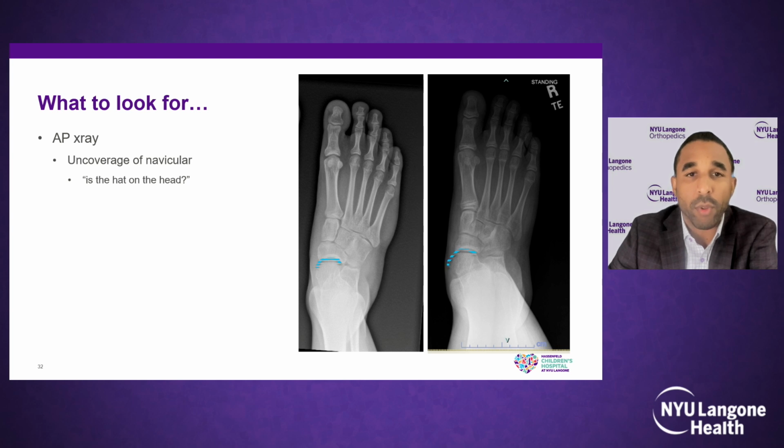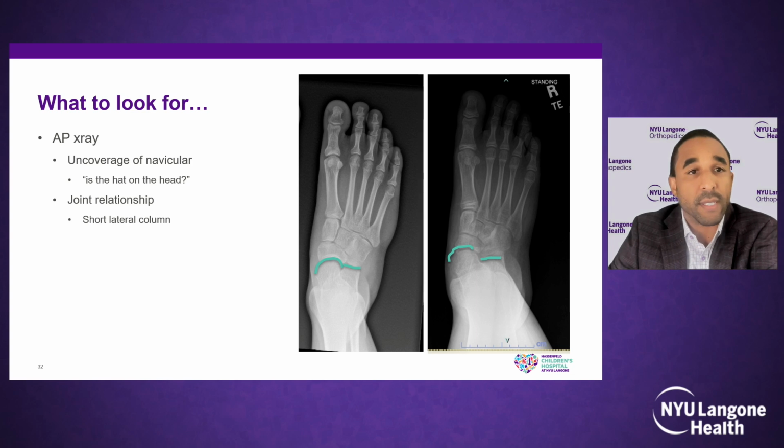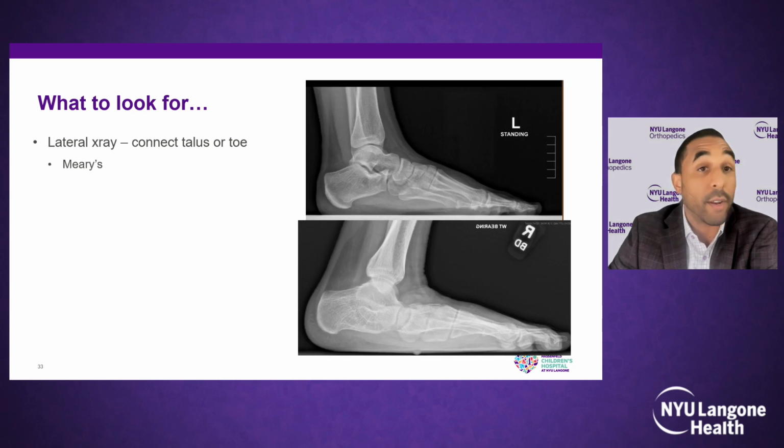So the AP, again, we're looking at the coverage. We're also looking at the joint height. So in pediatrics in particular, compared to adults, we often get shortening of that lateral column, which is a big factor and a big part of correction. We'll touch on that briefly, but the lateral column length is shorter. Is that developmental, a limitation in development from the problem itself, or is that part of the spectrum of disease? That I don't know.